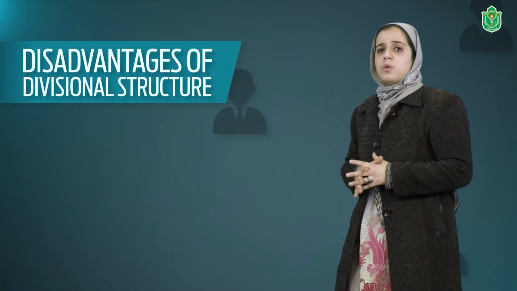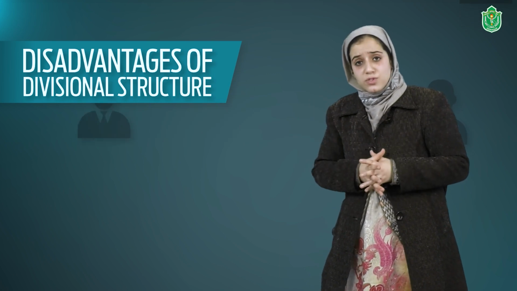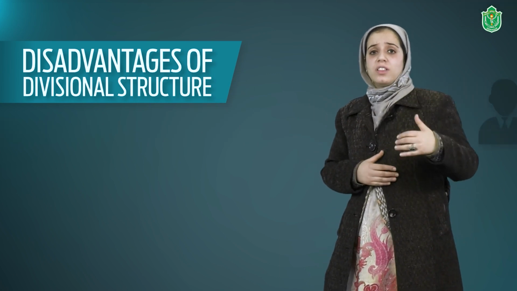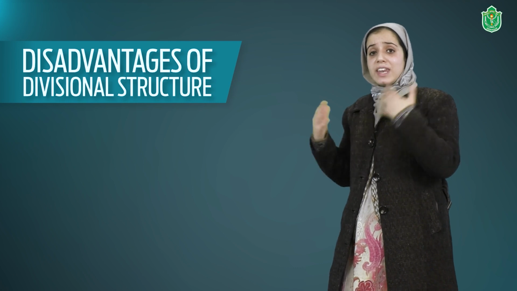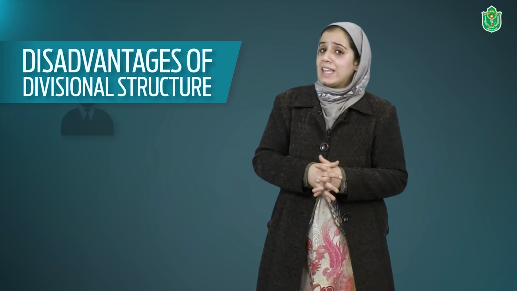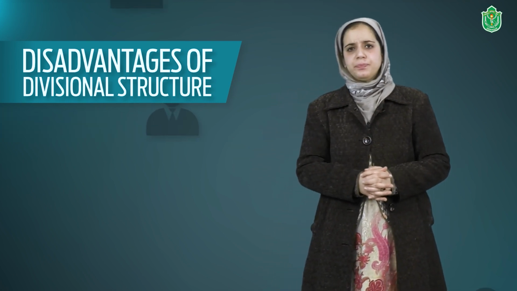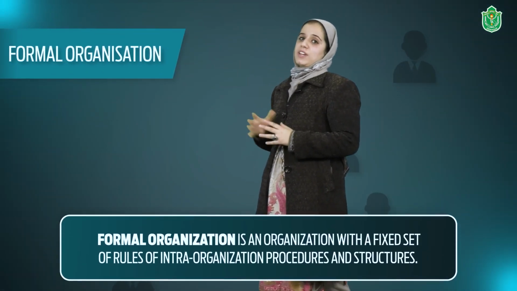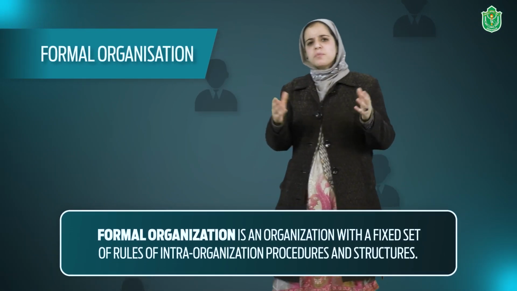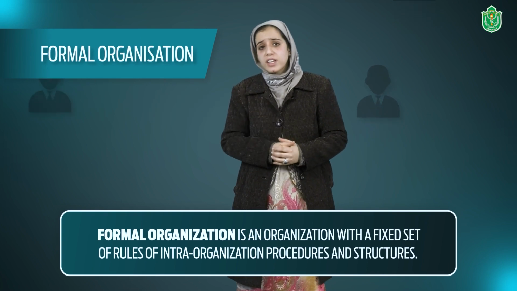So this was about the organizational structure, functional and divisional, then about their advantages and the disadvantages. Then there are other types of organizational structure as well. The first one is formal organization. What is the meaning of this term formal organization?